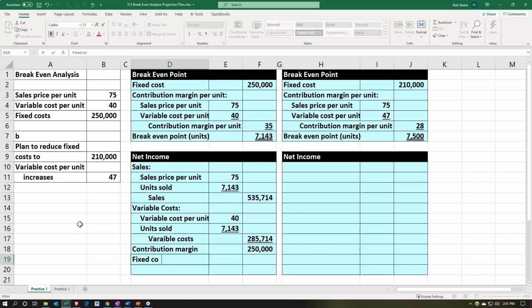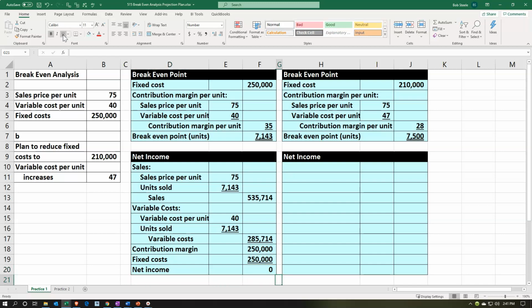Fixed costs then are going to be equal to that same 250. That's what the fixed costs are. Underline here, Home tab, font group, underline. That's going to give us our net income. Net income equals the 250 minus the 250.